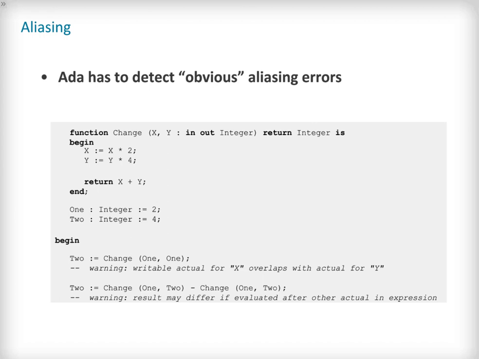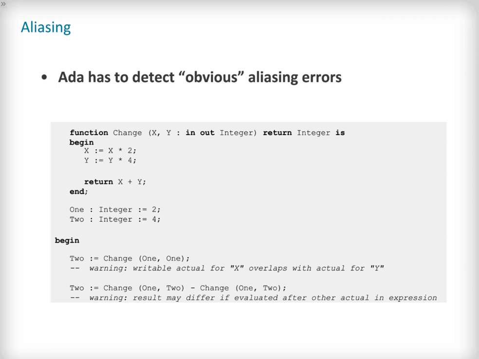If you look at languages such as Spark, which are aiming at demonstrating formally the correctness of an application, any case of aliasing will stop the analysis. So it's important to avoid this as much as possible. Ada offers specific features to warn you in the case of the most obvious aliasing issues.